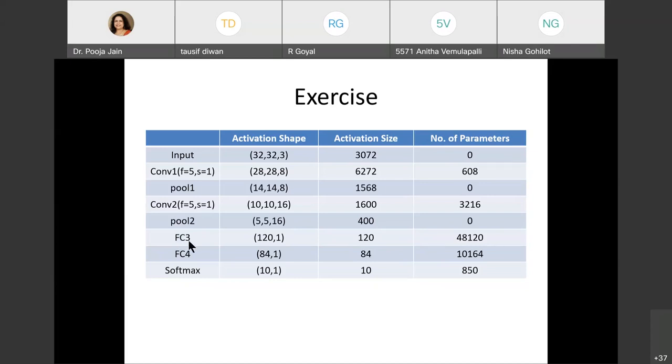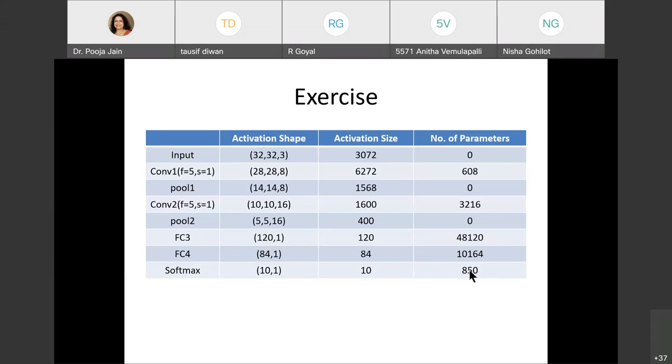Then we apply one more fully connected layer. In this, 84 neurons are there. These 84 neurons are connected to the 120 neurons. So the number of parameters is equal to 84 multiplied by 120 plus 84, which is 10,164. Lastly, softmax is integrating these neurons in the final layer. These 10 neurons are connected in a fully connected fashion to these 84 neurons. So 10 multiplied by 84 plus 10, it is nothing but 850.